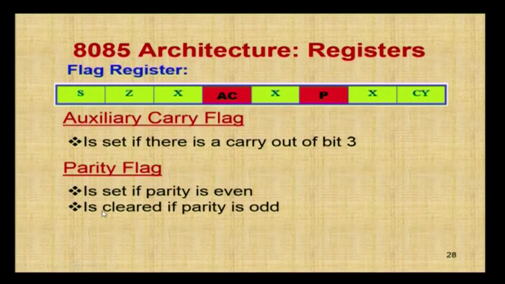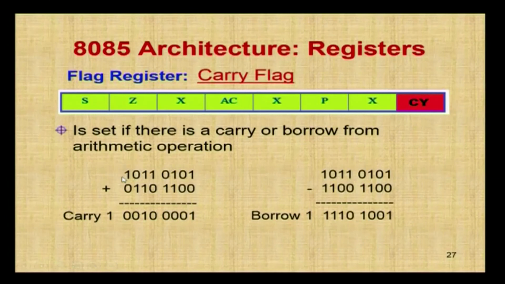Then there is what is called the parity flag. Parity means counting the number of ones. Take any binary number and count the ones: 1, 2, 3, 4, 5. This has 5 ones, and 5 is an odd number. Here you see 1, 2, 3, 4, and 4 is an even number. So, this binary number has an odd number of ones, and this has an even number of ones.